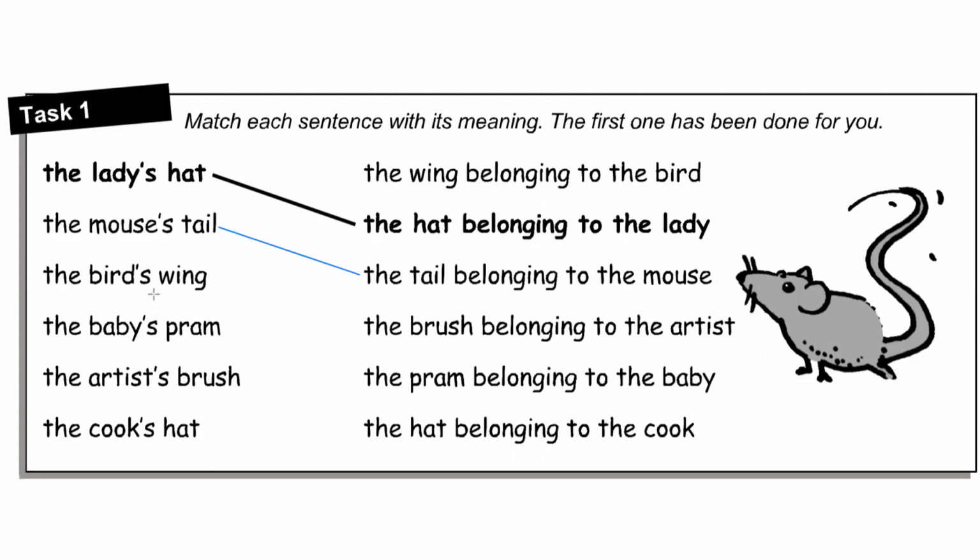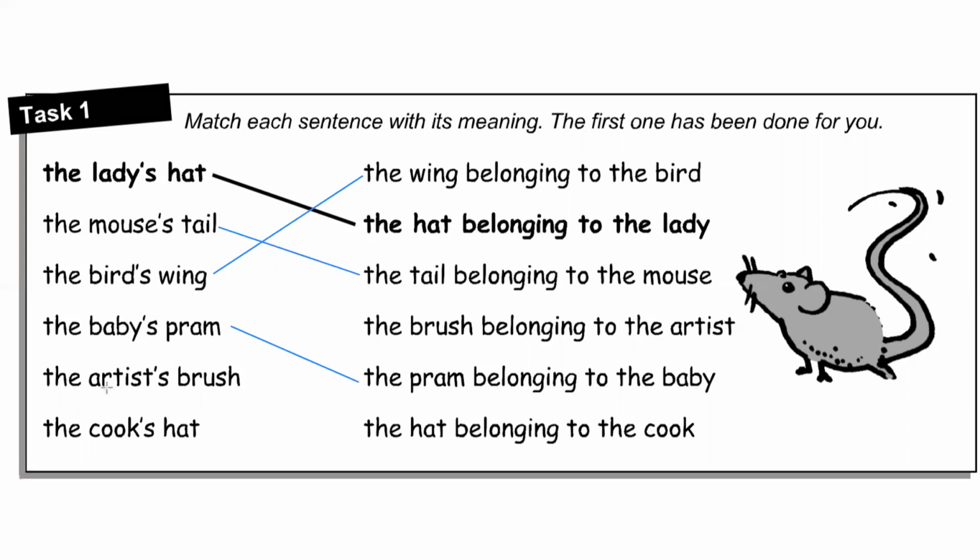Okay, the next one, the bird's wing. So in that short sentence, we've got the bird is the noun, and we've got the wing that belongs to the bird. So I can see that that one is here at the top. The next one, the baby's pram. So babies, because it's only one baby, we don't have IES. It is the pram that belongs to that baby. So it is the pram belonging to the baby.